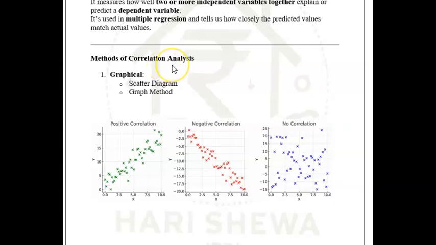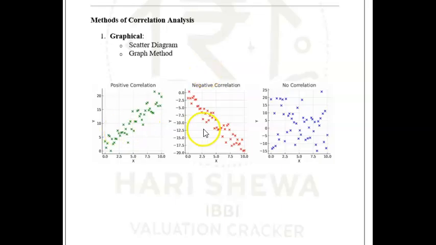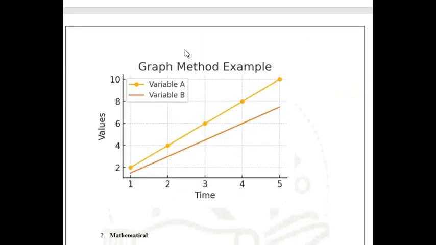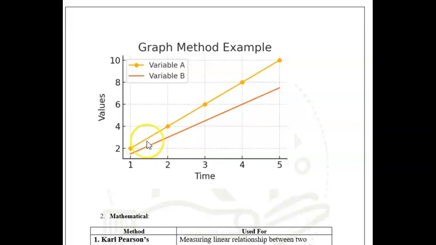Correlation analysis may be represented by graphical methods. First is the scatter diagram, second is the graph method. This is the scatter diagram. From this diagram, you can know whether it is a positive correlation, negative correlation, or no correlation. In the graph method, each variable has a separate line. This is variable A. This is variable B.